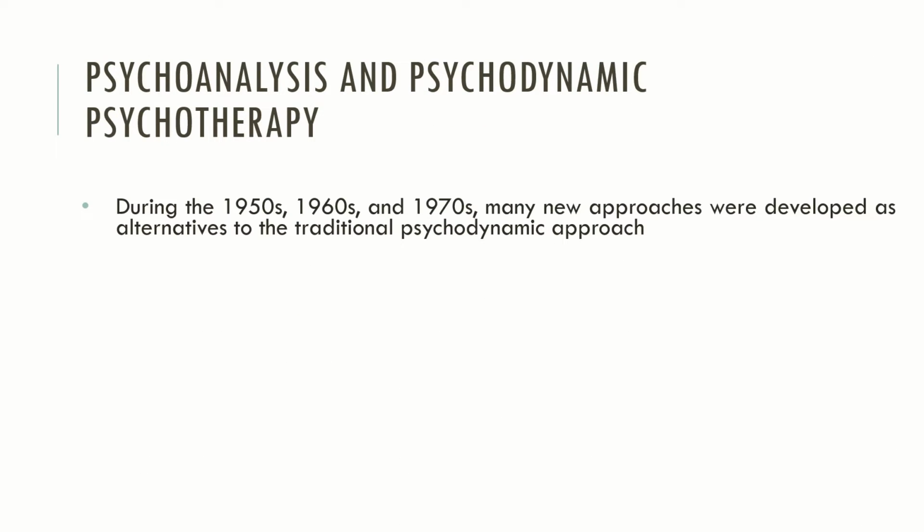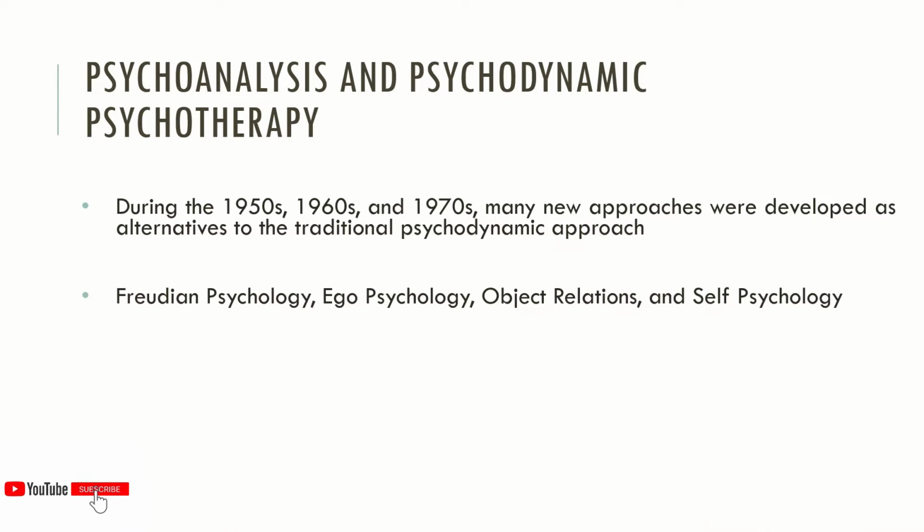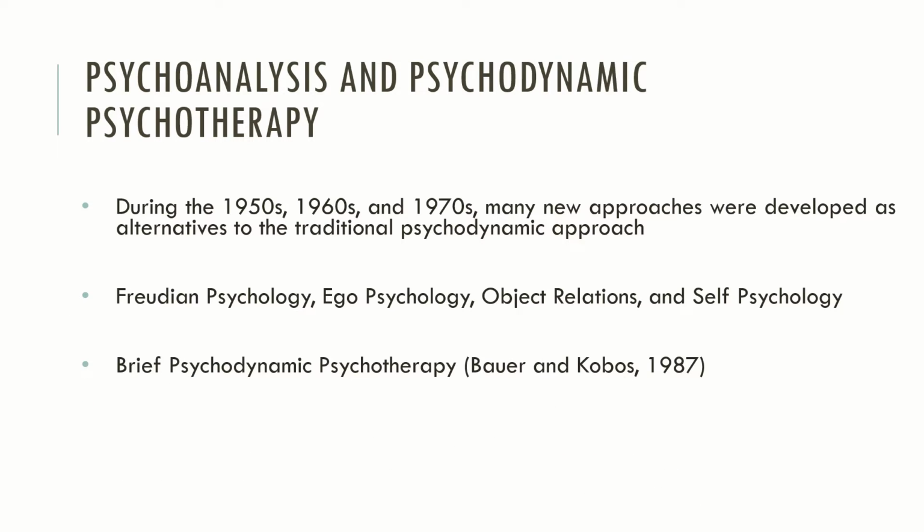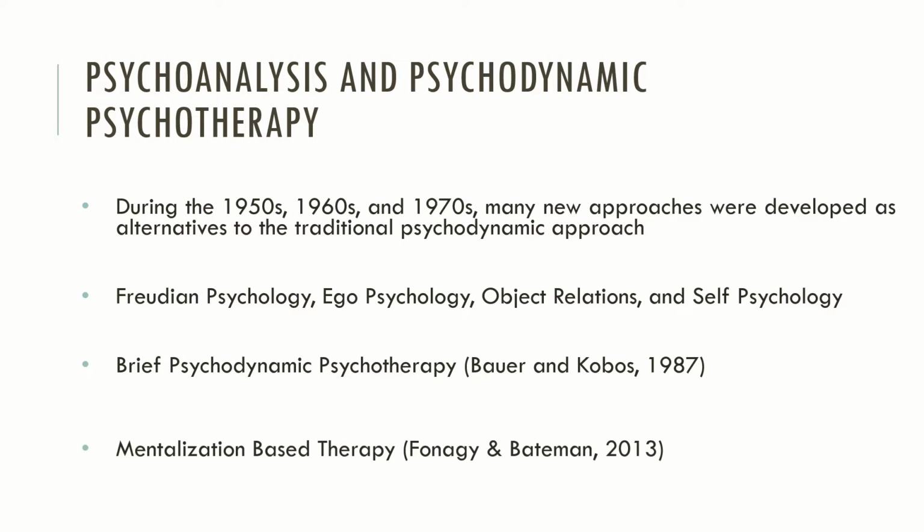However, during the 50s, 60s, and 70s, many new approaches were developed as alternatives to the traditional psychodynamic approach. And we can differentiate four main branches: Freudian psychology, ego psychology, object relation psychology, and self-psychology. And from this differentiation, different forms of therapy emerged, such as brief psychodynamic psychotherapy or, more recently, mentalization-based therapy.